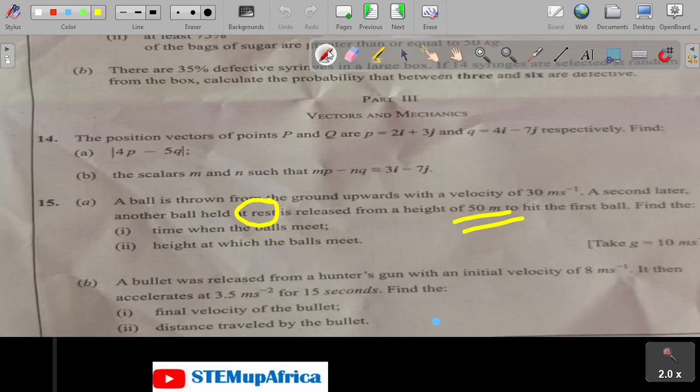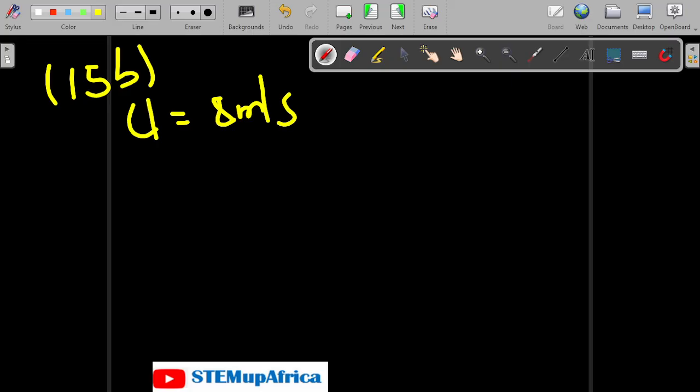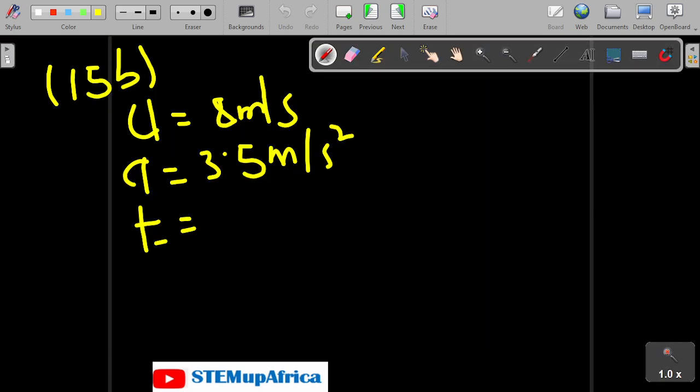So let's state what is given to us. We are given initial velocity, acceleration, and time. So initial velocity is 8, acceleration is 3.5, time is 15. Our U, initial velocity, is 8 meters per second. Our A, acceleration, is 3.5 meters per second squared. Then our T is 15 seconds.